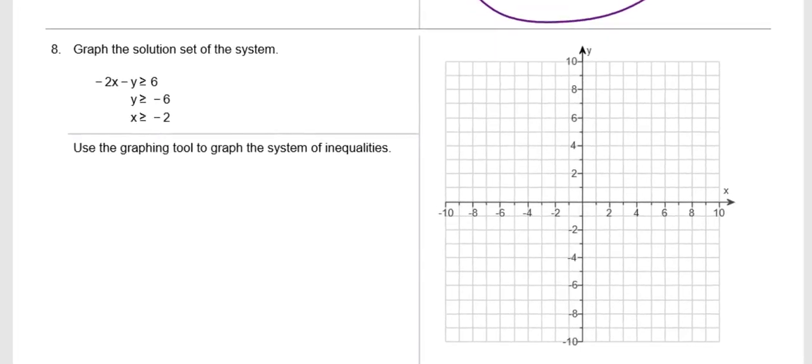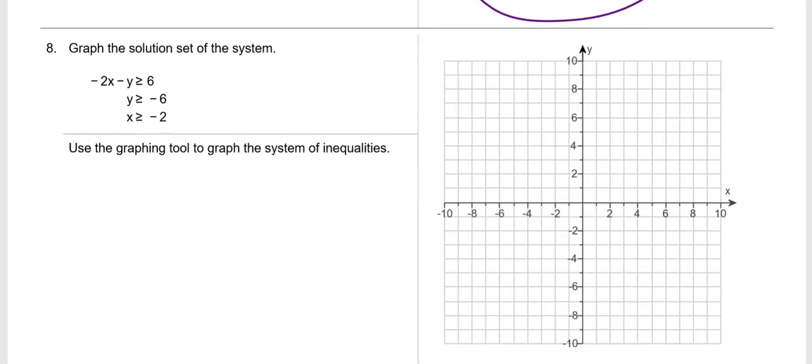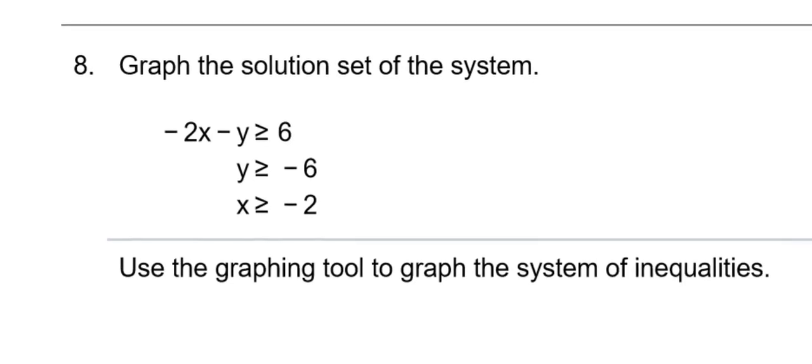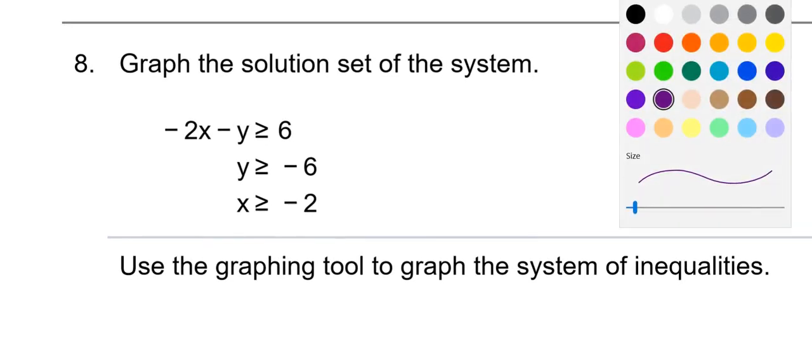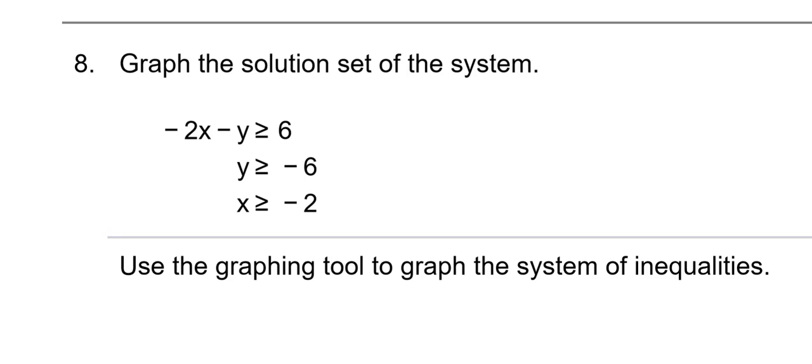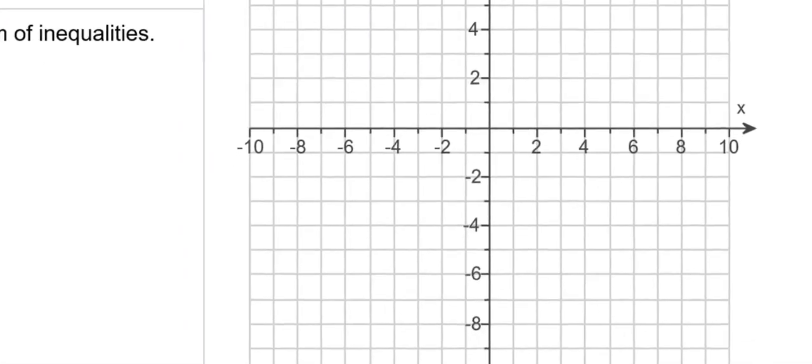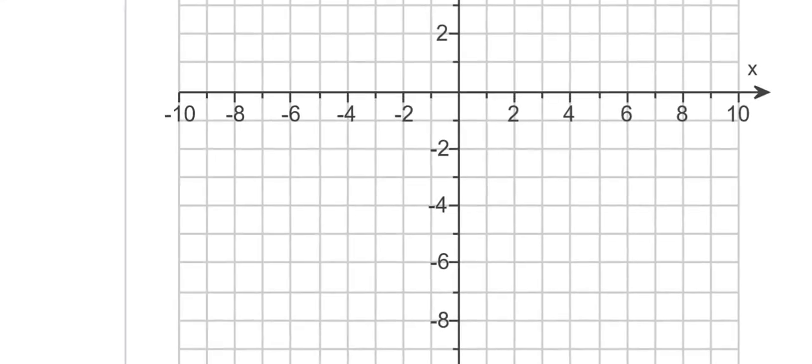Now we need to graph 3 of them. Alright, let's do this one at a time here. So we've got, how about we do that middle one first? What kind of line is that? Solid or dashed? Solid. And what kind of line is y equals -6? Horizontal. So we need a horizontal line through y equals -6. So something in that range right there.